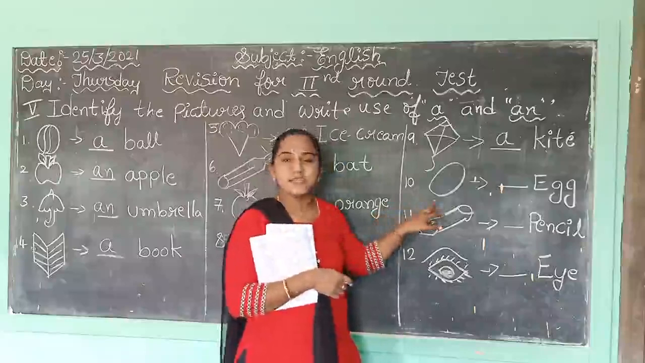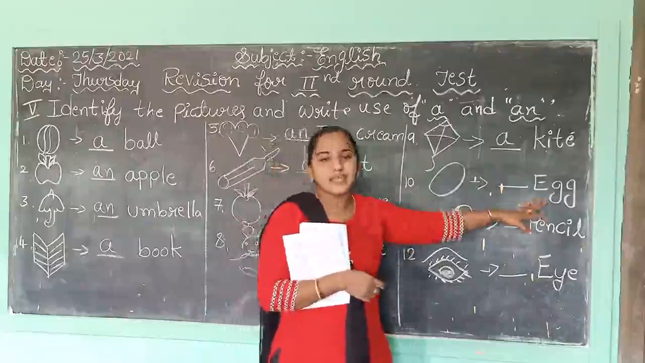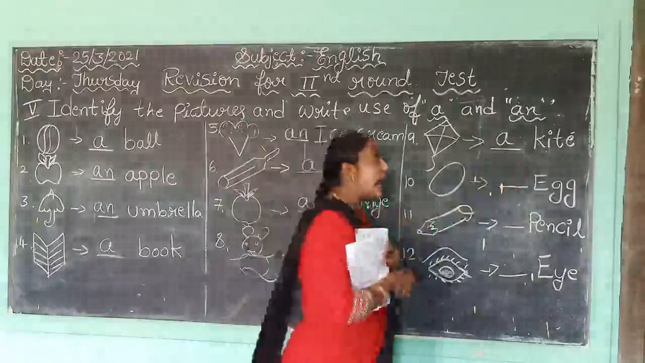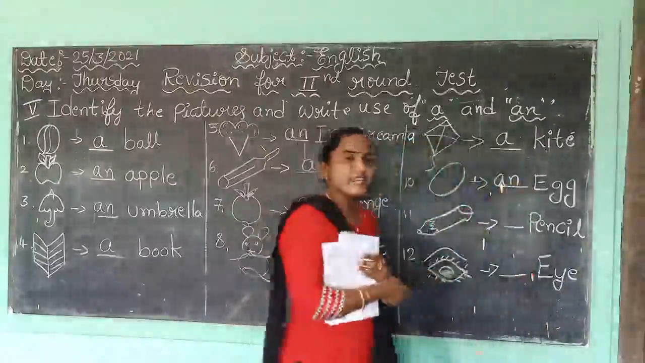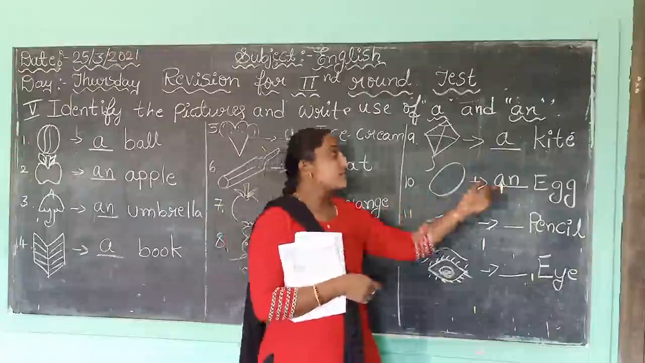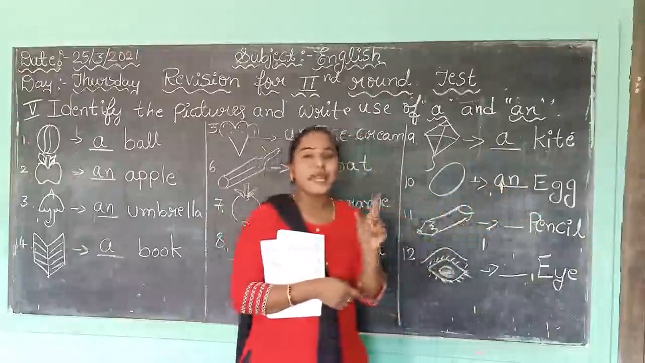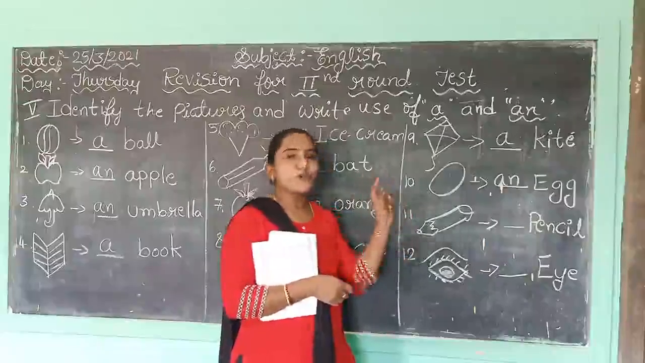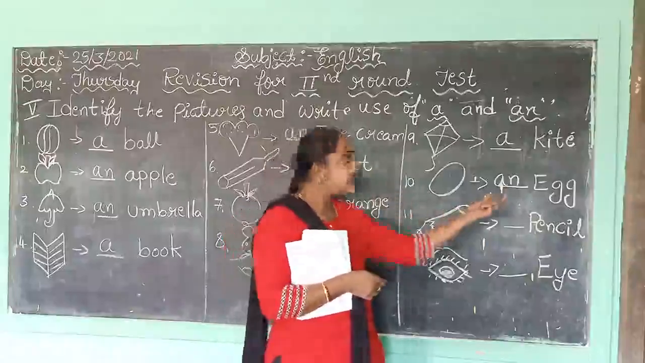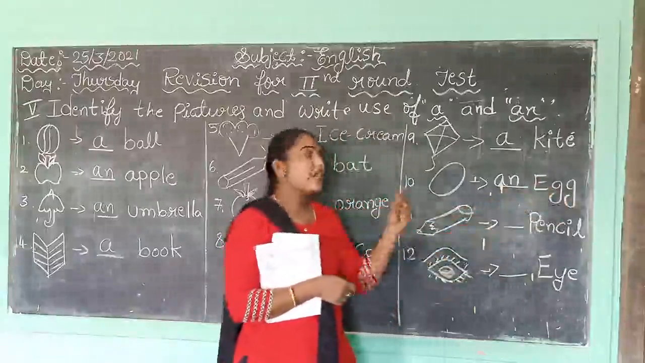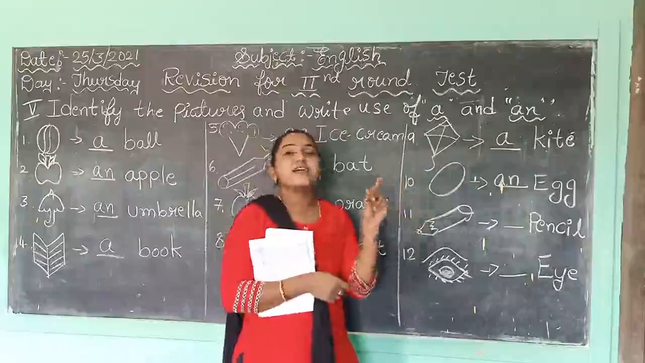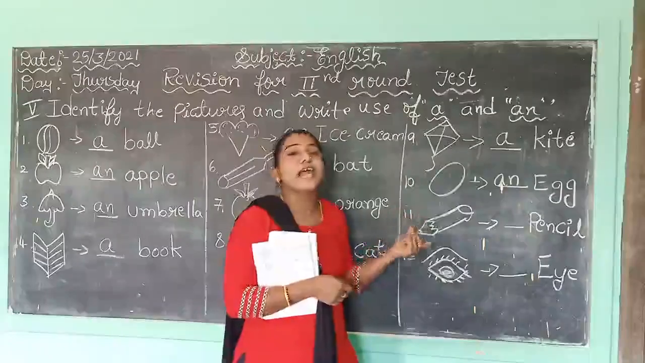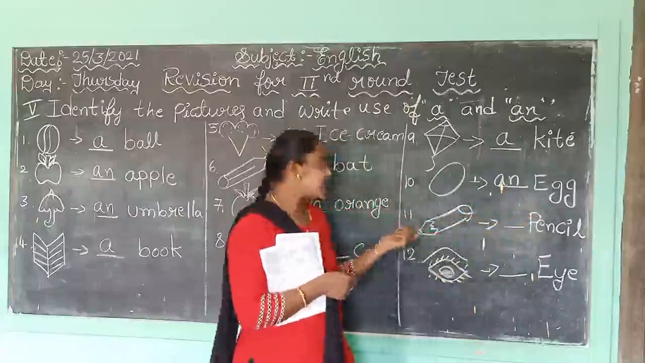What is this, children? See the picture? Egg. E-G-G. Egg. So, which one do we have to write on the dash in front of the egg? An article. Because egg, E-G-G, that word has a beginning letter E. E is a vowel sound letter. So, we use an before the egg. An egg. Okay, understood, children? Egg has E, a vowel sound letter, so we must use an before the egg. An egg. Next, let's go to the 11th one.